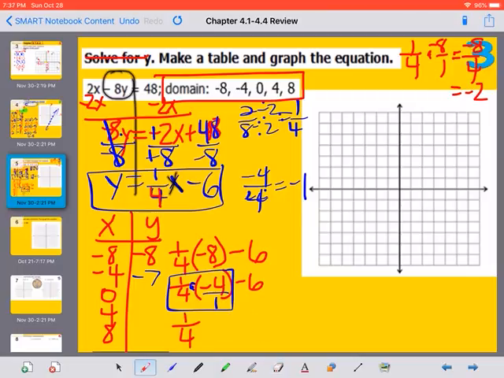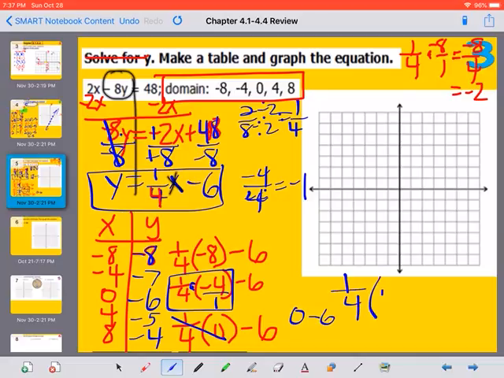Next, we're going to plug in a 0. 1/4 times 0 minus 6. Well, anything times 0 is just 0. So 0 minus 6 is negative 6. And as you can see, we're starting to create a pattern. Negative 8, negative 7, negative 6. Next would be negative 5, and then negative 4. If you want to plug those in and double check your answer, you can.